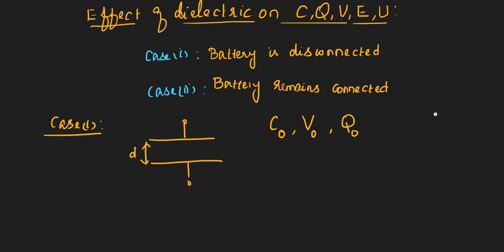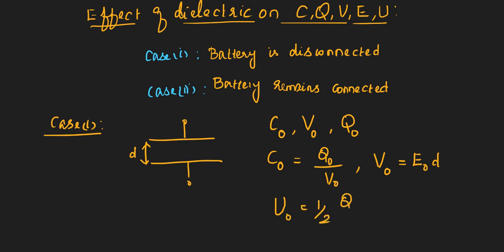Now there is a relation between all the three parameters C0, V0, Q0. So what are they? C0, the capacitance, is actually defined as Q0 divided by V0. There's a relation between electric potential and electric field, that is V0 equals E0 D. And the electrostatic potential energy which is stored in this capacitance is U0 equals half Q0 squared divided by C0.